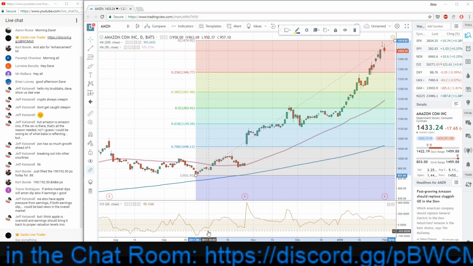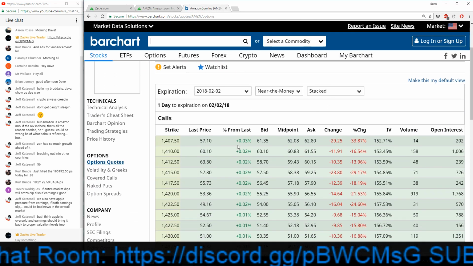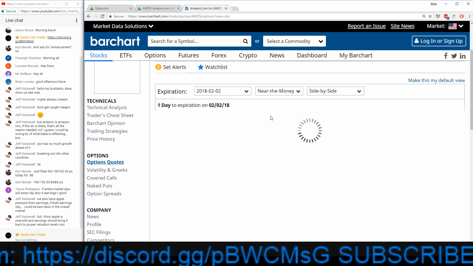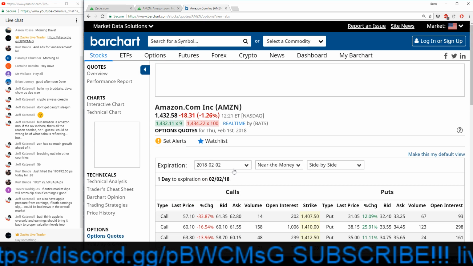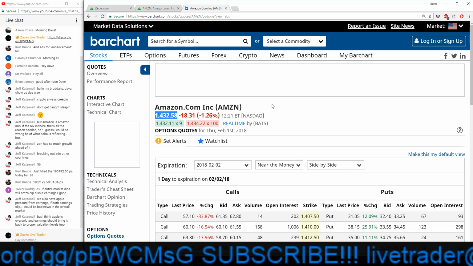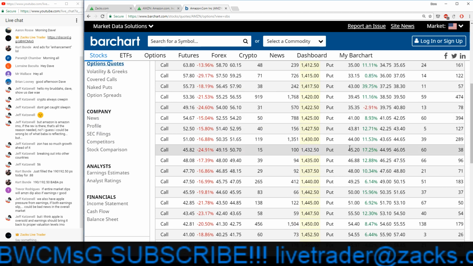So I suppose there's nothing else to do but start to look at this options chain. Change it from the stack view to the side-by-side. This way you get calls on the left, puts on the right. Oh, man, this is going to be a little chunky, though, my friends. 1432, so where Amazon's trading at.